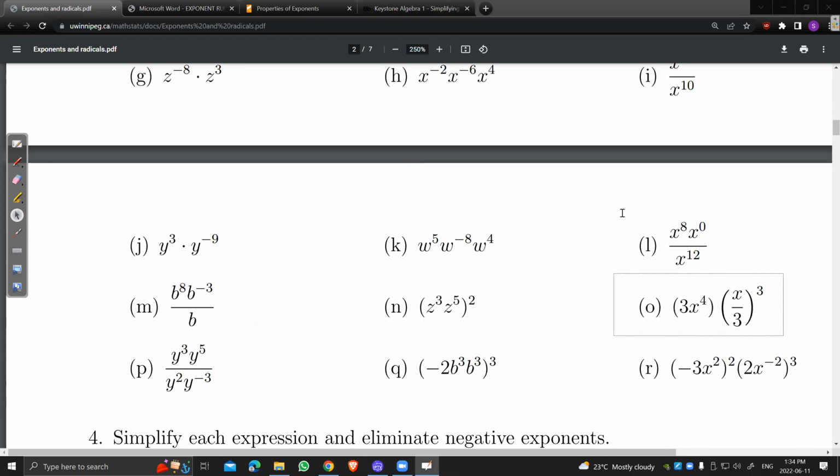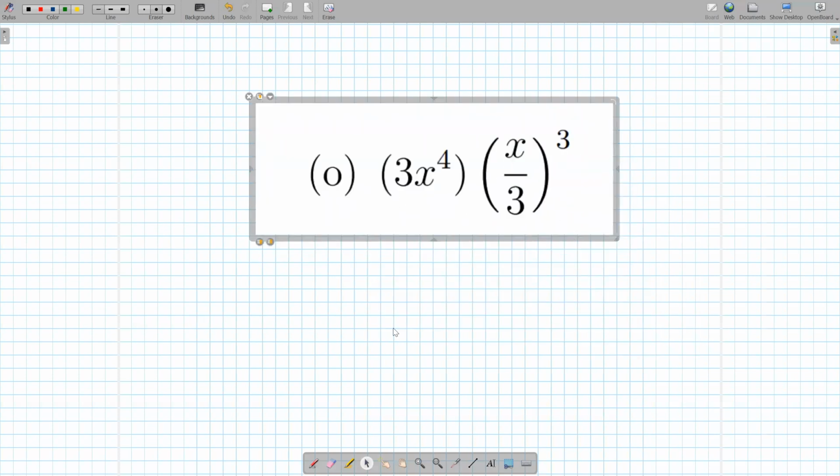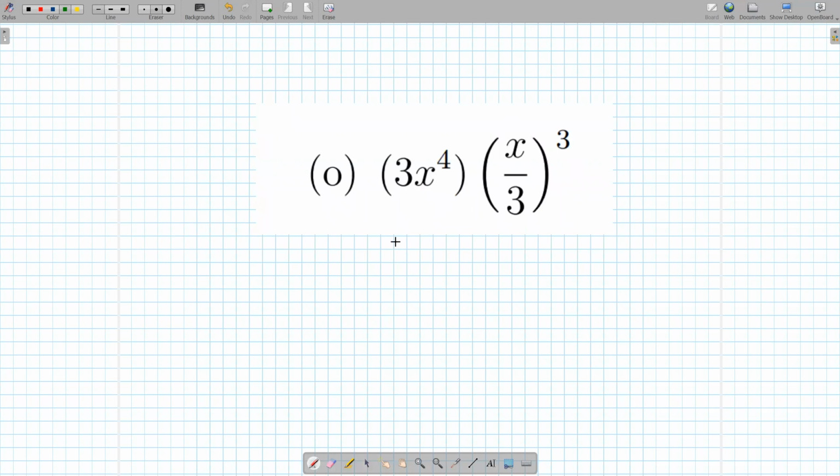Here, let's try O. Alrighty, how do we do this? I'll give you a hint. Leave the first guy as it is. Don't touch this one. Let's do this one. We see the cube. Just remember, it applies to everything inside the bracket, okay? So you get x cubed over 3 cubed, like that. Now what?